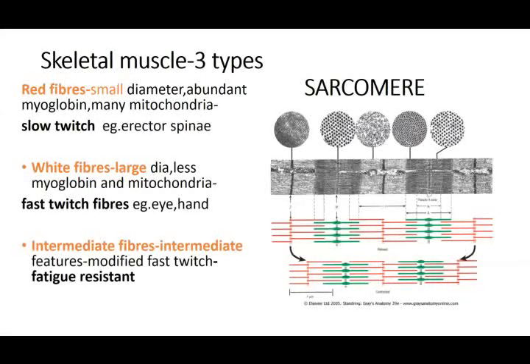So they have plenty of diameter and abundant myoglobin, which contains the oxygen. As for the intermediate ones, mostly in the body we have a mixed type of fibers. They are present mostly as intermediate types. The sarcomere is the contracting unit.